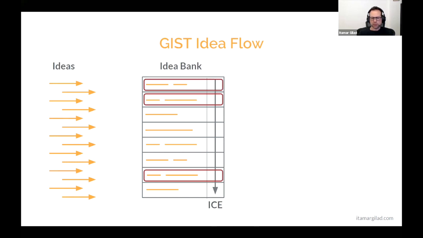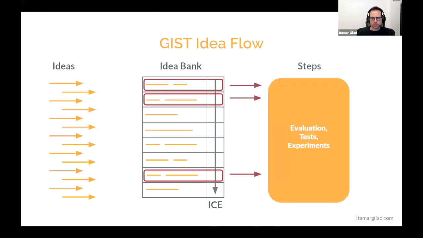We do this either because we see potential and we think maybe ICE is penalizing a really good idea, or because we cannot say no to this idea because it's the pet project of a CEO or of a powerful stakeholder. But that's okay. We're not going to build now an 18-month project around this idea. What we are going to do is run the ideas into steps. Steps are basically evaluation steps, tests, and experiments. I will explain those in a second.